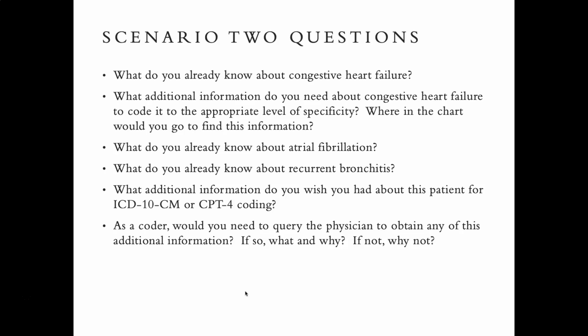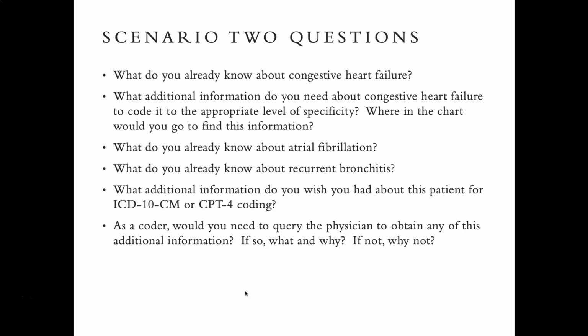And that leads us to the next one. What additional information do you need to know about congestive heart failure to code it to the appropriate level of specificity? And where in the chart would you go to find this information? I would check first with the H&P and then see if there were any cardiology consults or anything like that done. What do you already know about atrial fibrillation? And what do you already know about acute or recurrent bronchitis? Because all of those play into this.